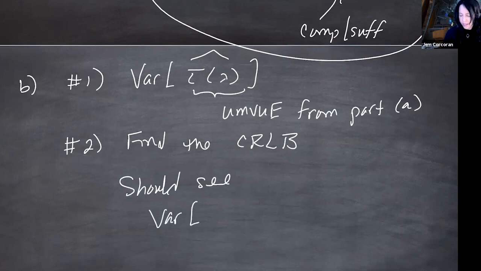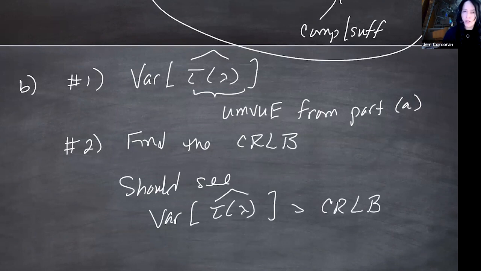And you should see that the variance of your UMVU is actually strictly larger than the Cramér-Rao lower bound. And that tells you, I mean, you can't go any lower than the UMVU. So that tells you there's no unbiased estimator whose variance will achieve the Cramér-Rao lower bound. So it sounds scary, like it's a proof or something, but you can figure that out if your UMVU does not achieve the Cramér-Rao lower bound.